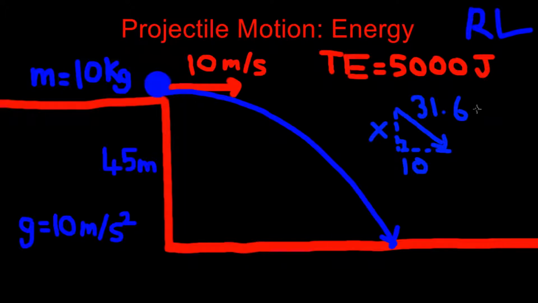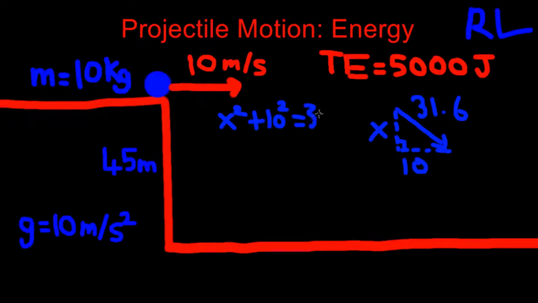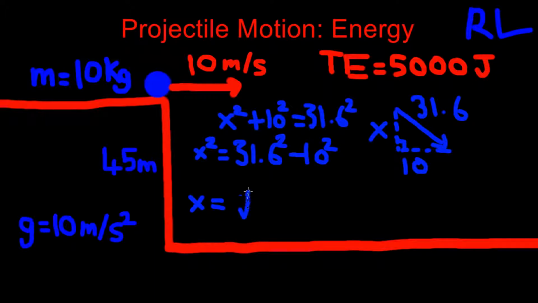So we can find that out by just solving this Pythagorean triangle, like you have hopefully done many times in maths. Quickly running through that, we know that x squared plus 10 squared is going to have to equal 31.6 squared. Rearrange this, minusing the 10 squared across, we get x squared equals 31.6 squared minus 10 squared. Take the square root of both sides. X equals square root. Okay, technically it should be plus or minus, but I'm going to leave that out for time's sake.